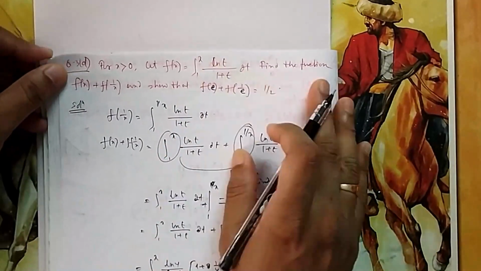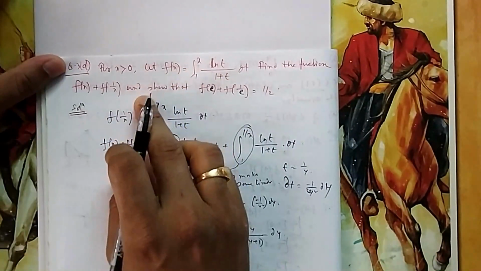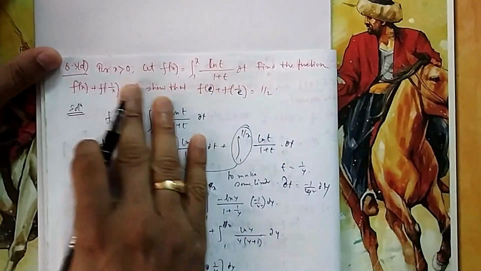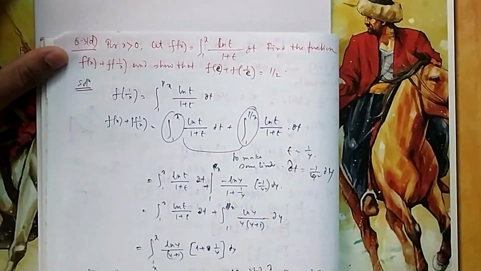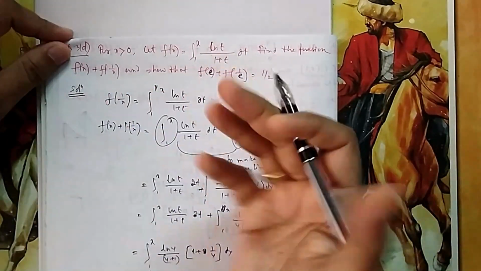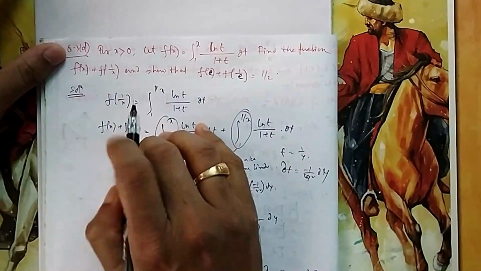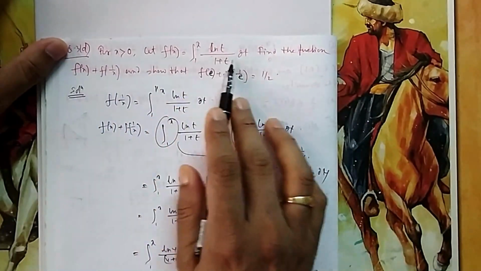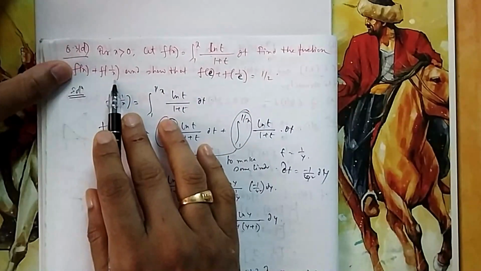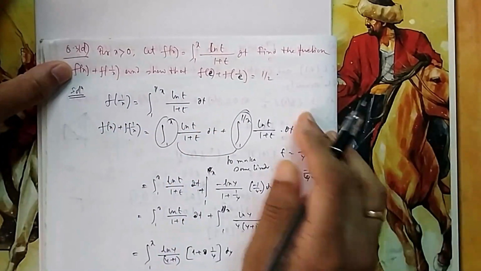Now 3D. We have solved almost a similar type of question in JEE Main, not exactly the same question, but almost the same. That's why this question is very important, so solve it very carefully. It can come with a little twist also. So x is greater than 0, f(x) is given as this. Then find the function f(x) plus f(1/x) and show that f(e) plus f(1/e) is this one.